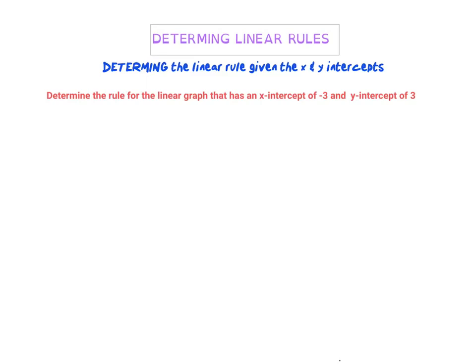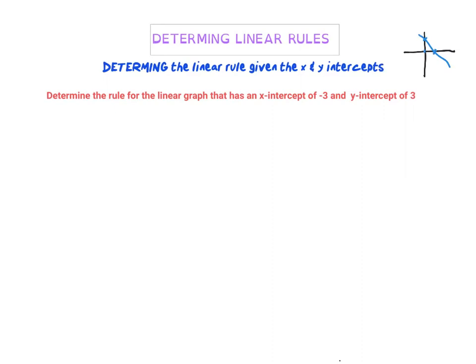Okay, today we're continuing on with determining linear rules given pieces of information. So in the next example, we're going to look at when we're given the x and y intercept. So just remember when you have the x and y intercept, obviously when it crosses here at y, x is 0, and then if it crosses here on the x-axis, y is 0.